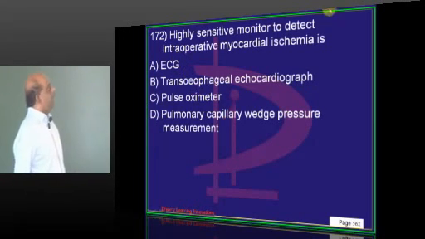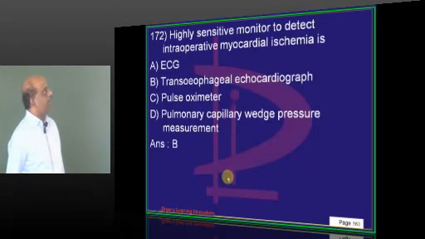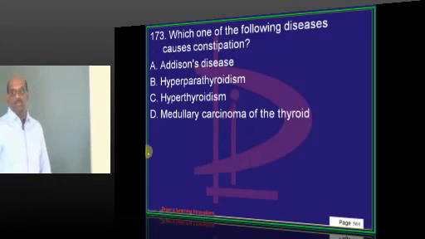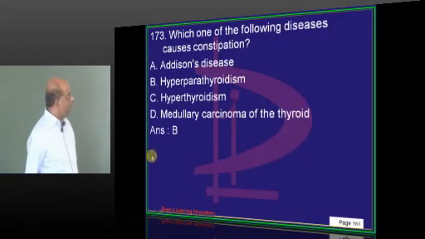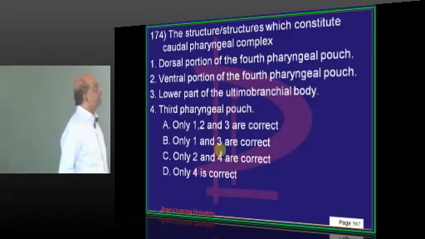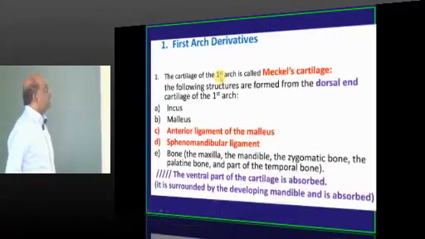Transesophageal echocardiogram. Intraoperative myocardial ischemia. Transesophageal echo. Highly sensitive. Constipation is a feature of? Hypercalcemia and hyperparathyroidism. Hypercalcemia, which is a feature of hyperparathyroidism. Once more, this is a repeat question. Sorry for that. Okay.